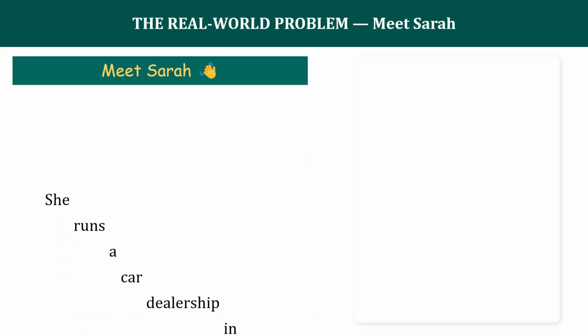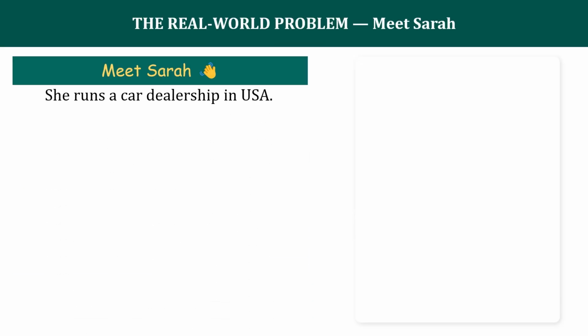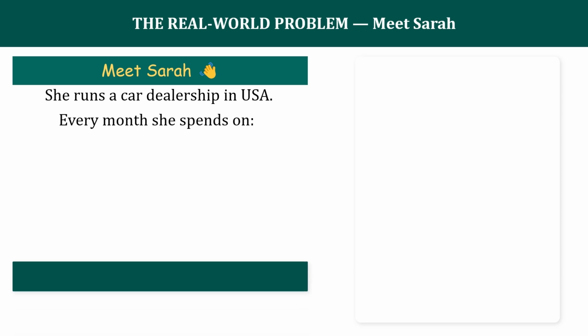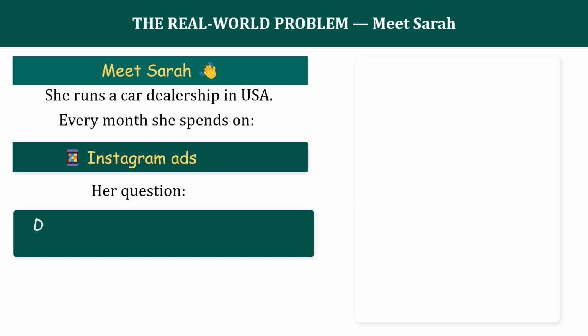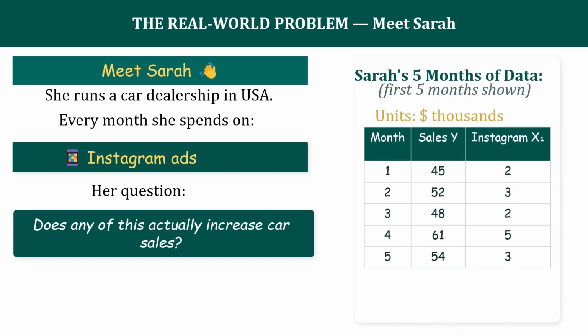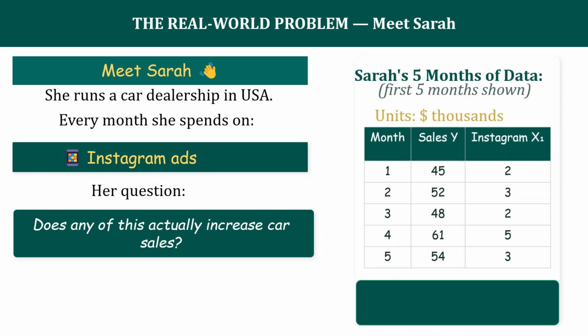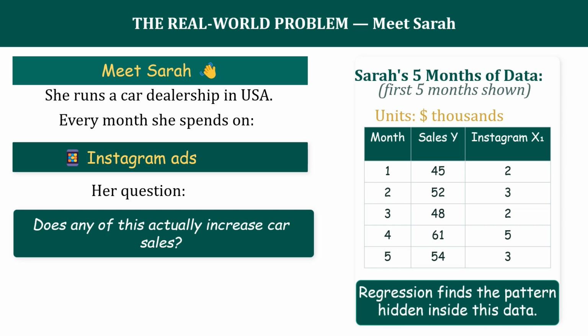Let's go. Meet Sarah. She runs a car dealership in the US. Every month, she spends money on Instagram ads. And she's got one question on her mind. Does any of this actually increase her car sales? Here's 5 months of her real data. Somewhere hidden inside these numbers is the answer. And regression is how we find it.